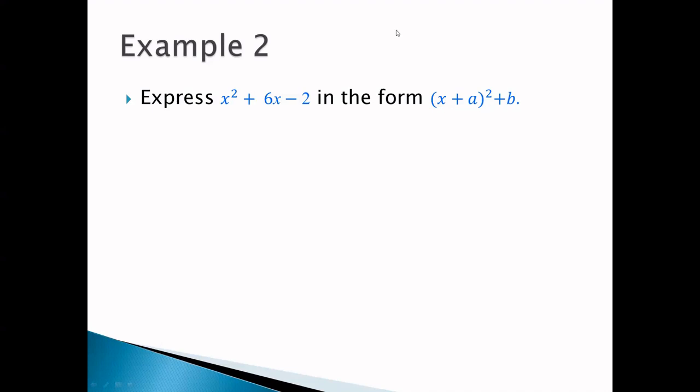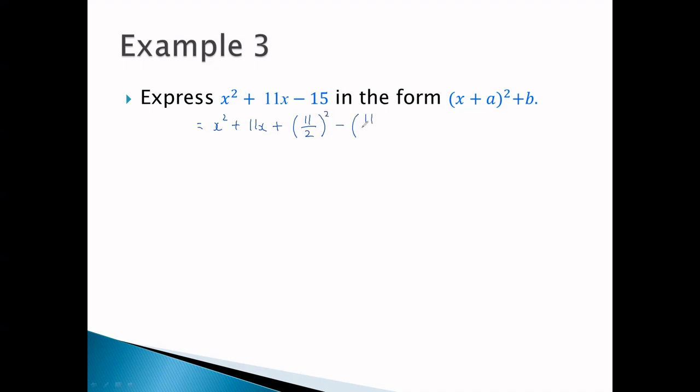Okay, example 3. All right, now this question is going to be slightly different. You will see why. So x squared plus 11x minus 15, x squared plus 11x plus b over 2. I get a fraction, minus b over 2 squared, and then just leave the minus 15 there.